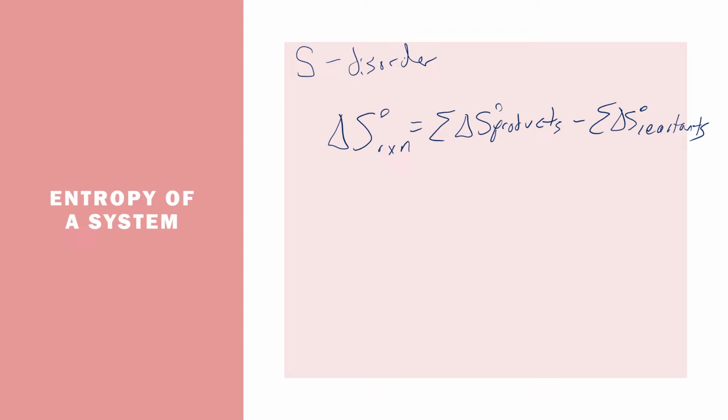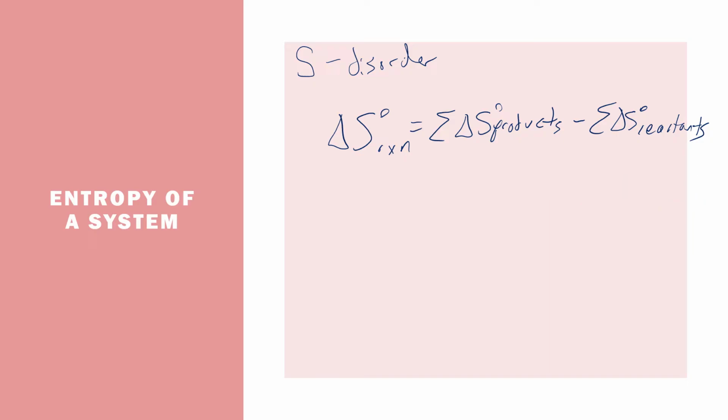Now this one should look kind of familiar because you can do a very similar thing for enthalpy if you know the heat of formation. If you have the standard heat of formation of the products, add them up, and then you can subtract the sum of the heats of formation of the reactants. So that formula should look very familiar to you guys. Let me go ahead and get rid of that because we're not dealing with enthalpy today.